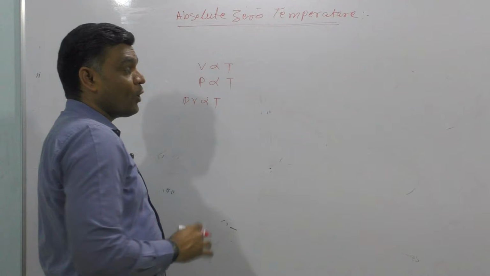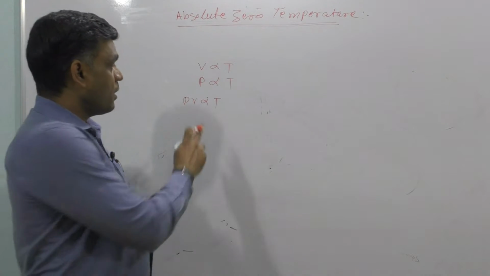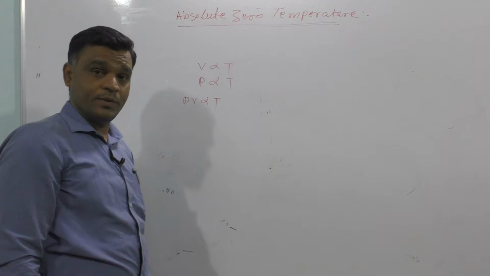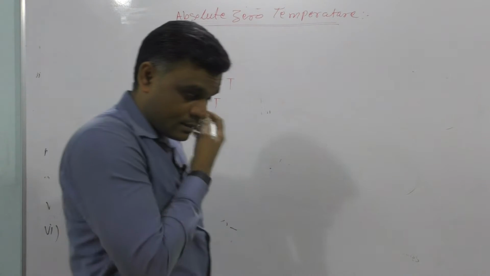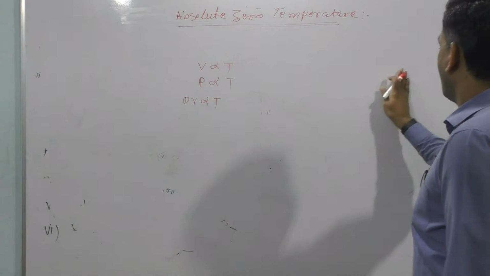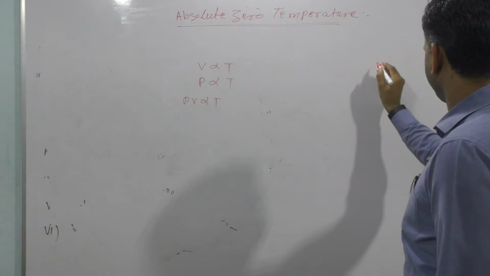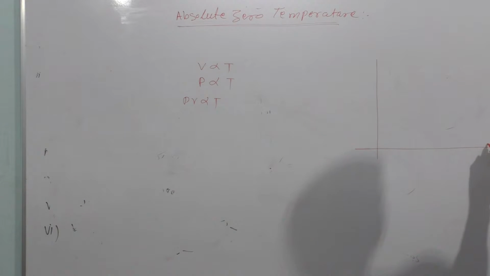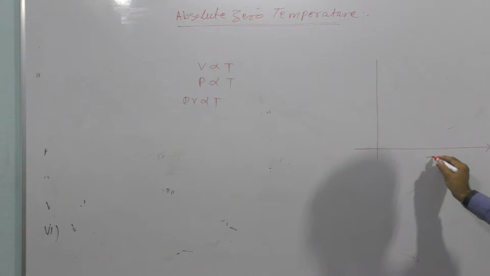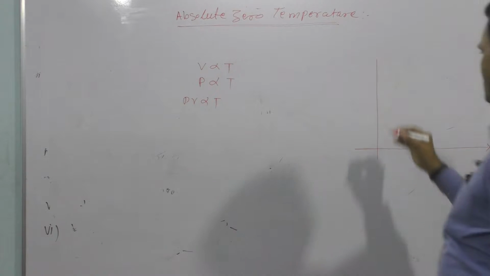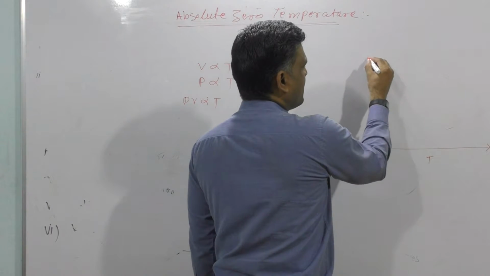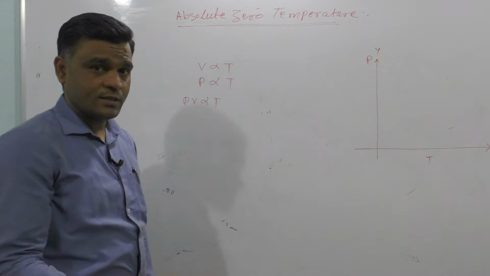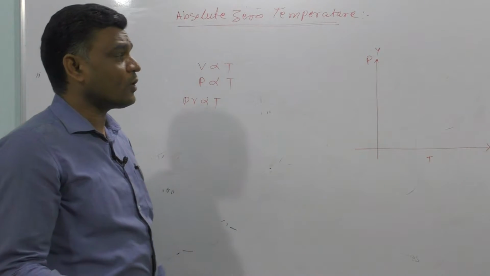Suppose I plot a graph of pressure versus temperature and volume versus temperature for an ideal gas or any real gas. I obtain the nature like this. Just I consider here, I take the temperature readings on the x-axis and pressure P on the y-axis. Okay, what happens as the temperature increases, pressure also increases for constant volume.